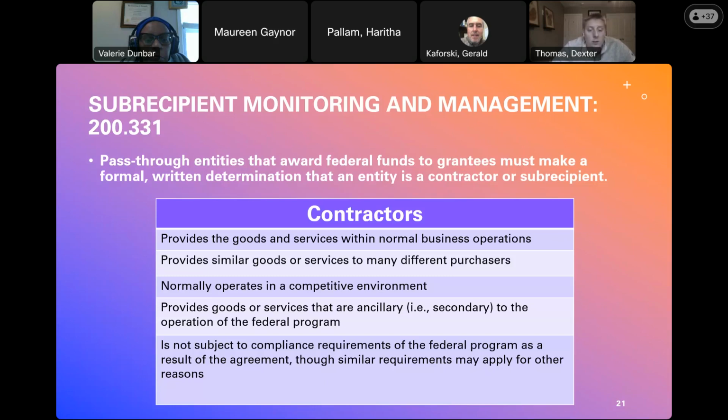Contractors are not subject to compliance requirements of the federal program as a result of the agreement, though similar requirements may apply for other reasons.